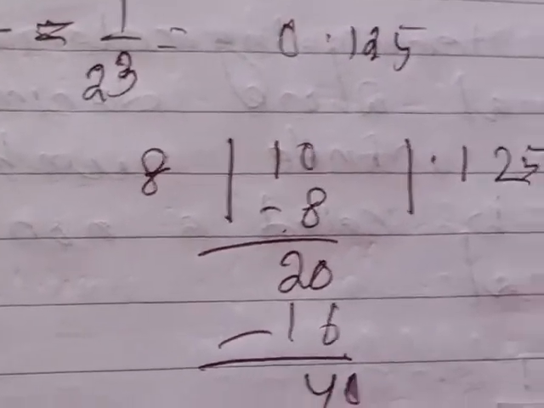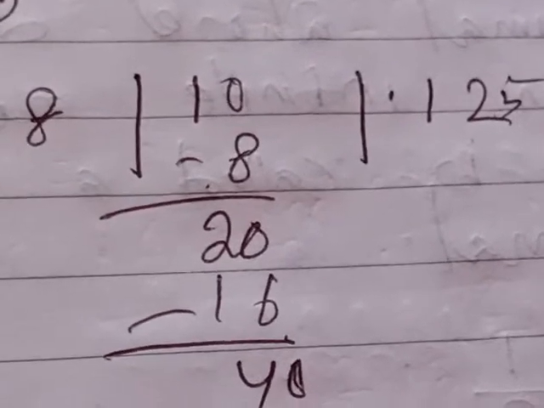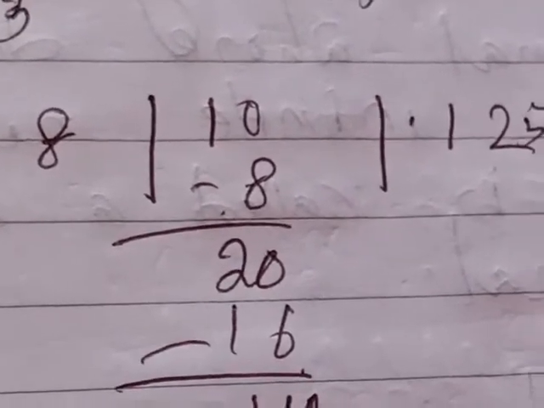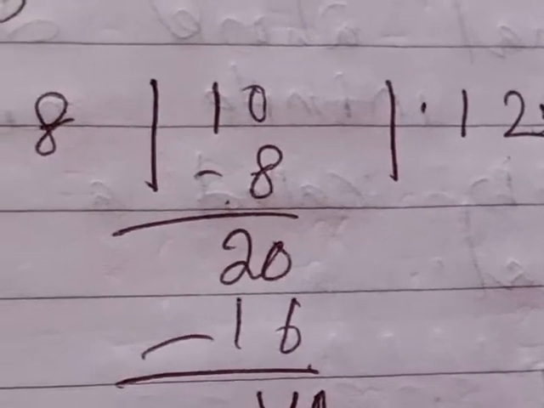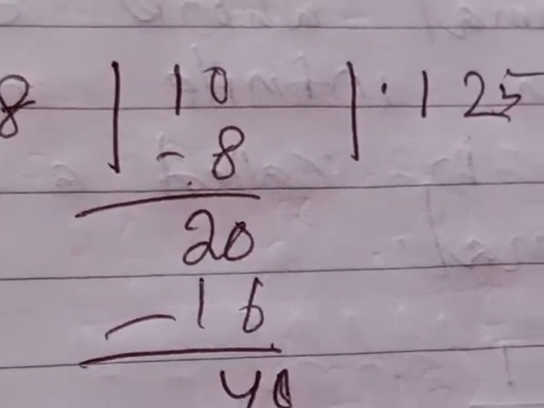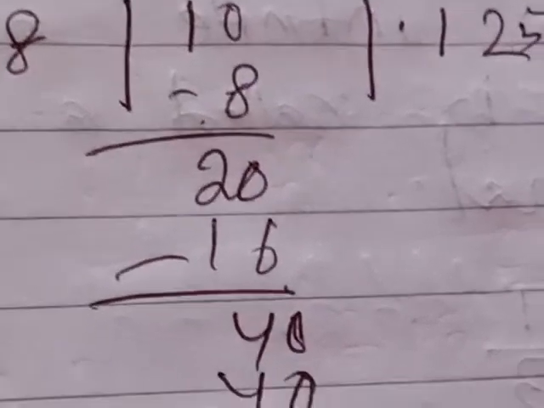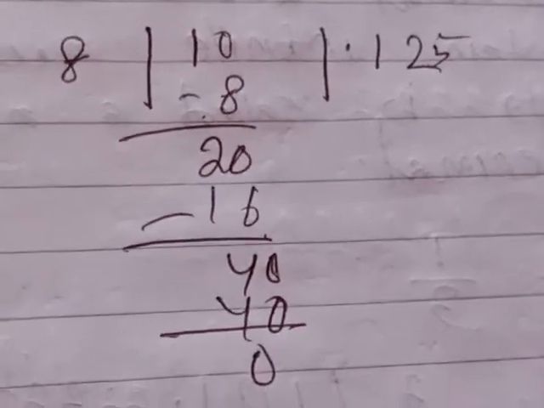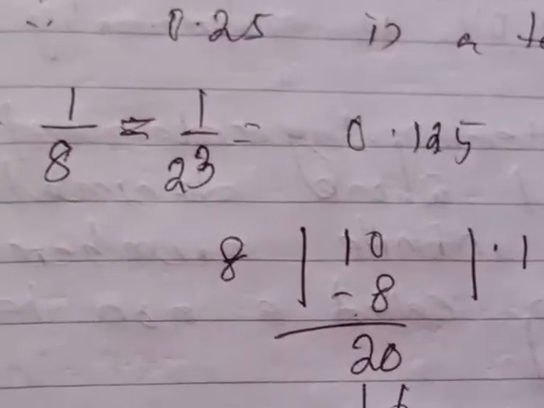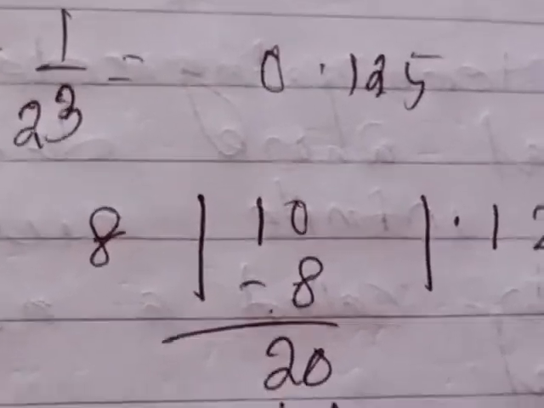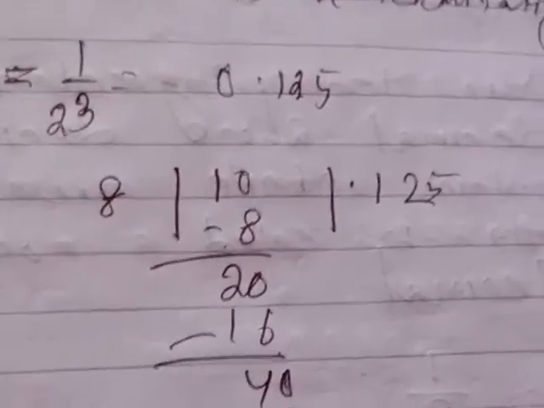Let us divide. So 1 upon 8, put the decimal point, put 0, the number is 10. 8 ones are 8, remainder is 2. Again put 0, 20. 8 twos are 16, 20 minus 16 is 4. Again put another 0, 40. So 8 fives are 40, so the remainder is 0. So the remainder is 0 and the quotient is 0.125, and 0.125 has how many digits? 3 digits, so it is a terminating decimal number. Understand? So 1 upon 8 is equal to 0.125, a terminating decimal number.